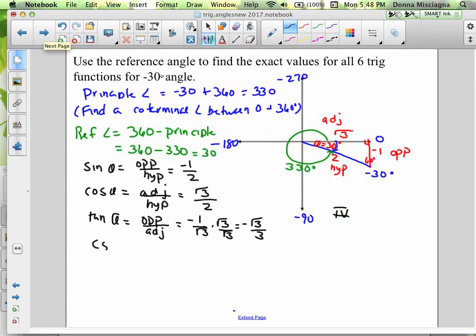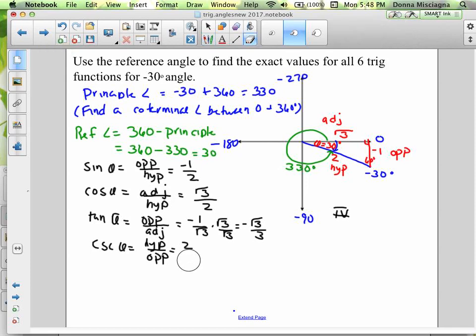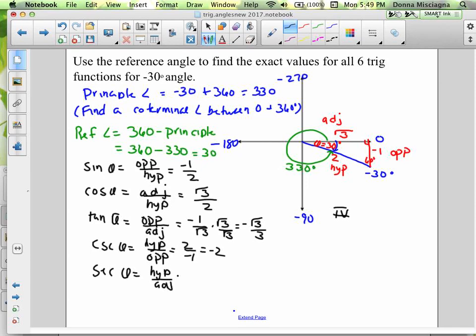All right, so cosecant theta is hypotenuse over opposite. So that would be 2 divided by negative 1, or just negative 2. Secant theta is hypotenuse divided by adjacent. So that's going to be 2 divided by the square root of 3, and we'll rationalize that. So that is 2 square roots of 3 over the square root of 9, which is just 3. And last but not least is cotangent theta.